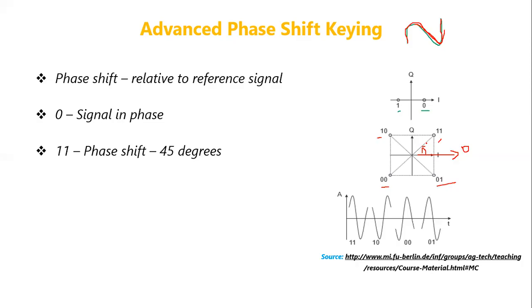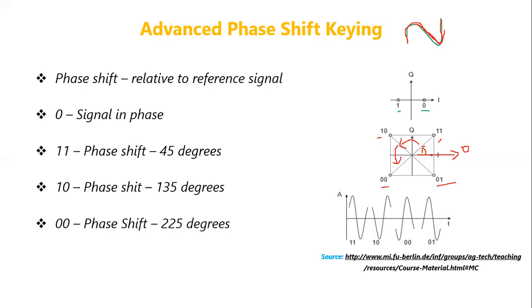So 11 represents a phase shift of 45 degrees, and 10 represents a phase shift of 135 degrees, where the angle between them is 90 degrees. From 10 to 00, again it's 90 degrees, and 00 represents a phase shift of 225 degrees. And 01 represents a phase shift of 315 degrees.